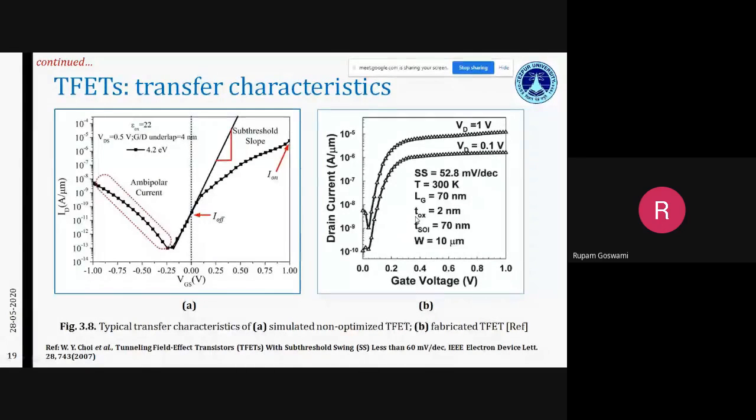And on the right hand side, you see the transfer characteristics for a fabricated TFET, which was fabricated by Choi et al. in 2007. And the characteristics are quite wonderful, in the sense that it has a very small subthreshold swing, and also the gate length was reduced to 70 nanometers. So this is another advantage for your TFETs, that the usual short channel effects which you encounter in MOSFETs are normally or ideally absent in TFETs.